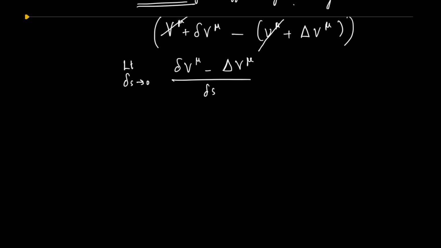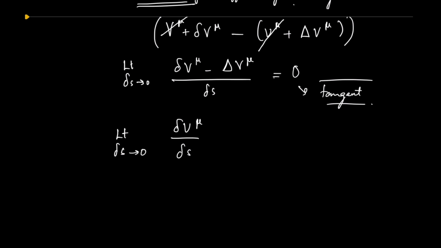But we know that geodesic is such a curve where the tangent vector will not suffer any change. Therefore, this change should be equal to 0, because the tangent will not suffer any change. I can expand. So limit delta s tending to 0, del V mu by delta s minus limit delta s tending to 0, delta V mu by delta s is equal to 0.